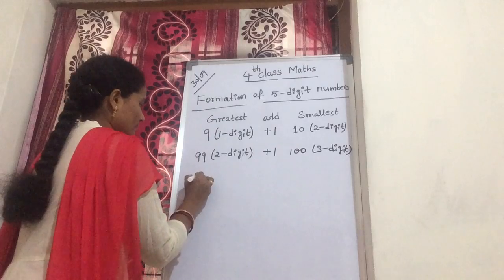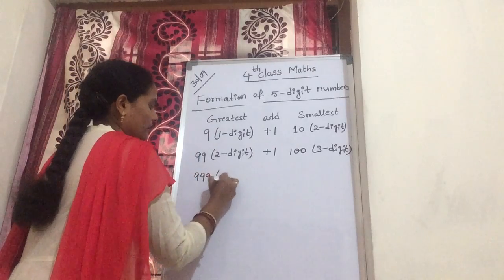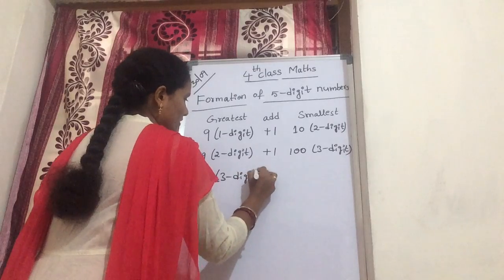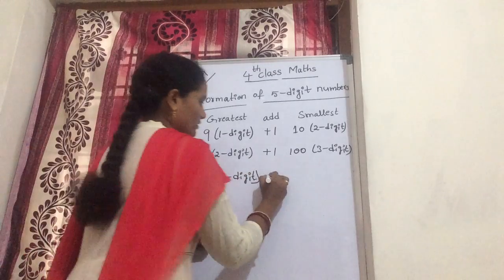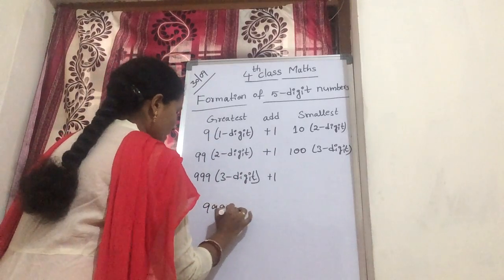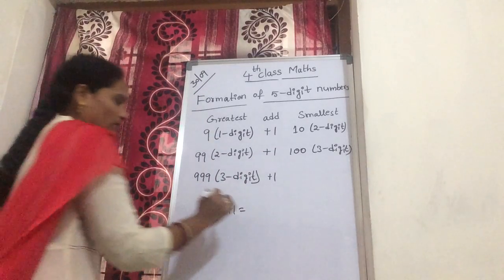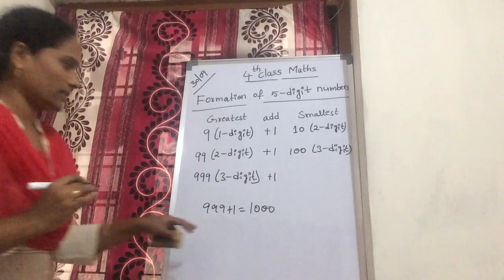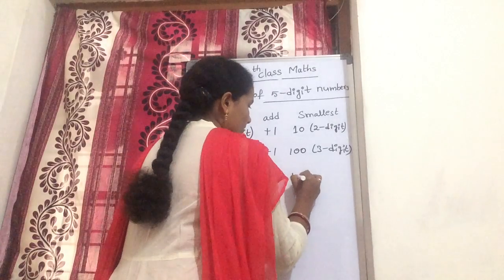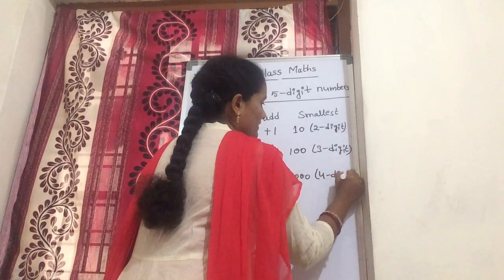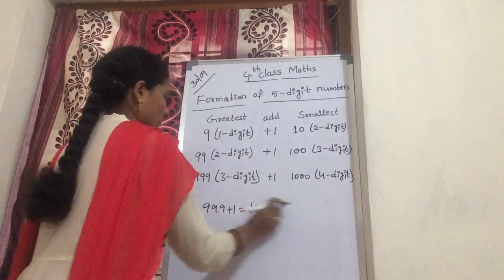Now, next one, 999. This is the greatest 3-digit number. You then add plus 1. 999 plus 1, you get how much? 1000. What is the 1000? This 1000 is the smallest 4-digit number.